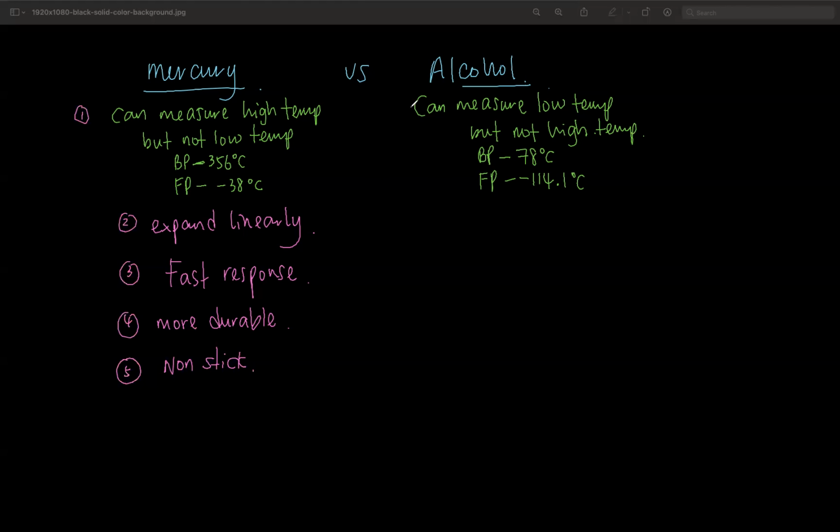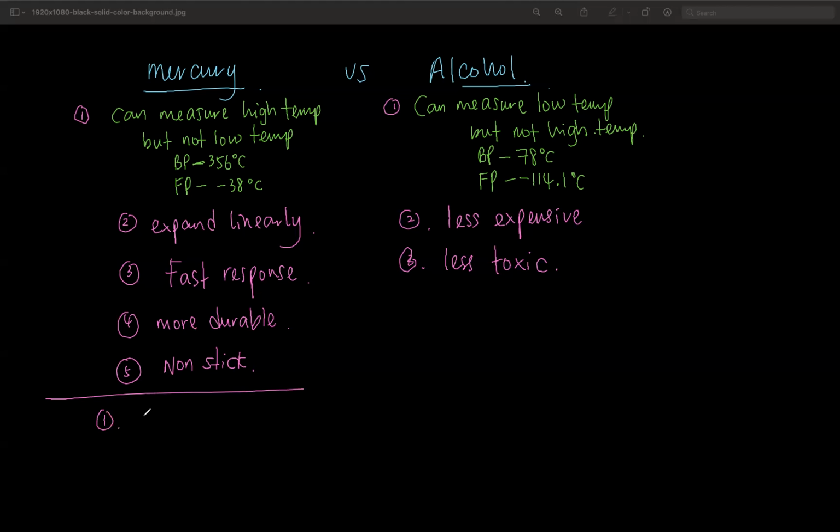Okay, alcohol can measure low temperature, and then also second advantage of alcohol is that they are less expensive. Less expensive. And number 3, they are less toxic. Less toxic. Okay, because mercury is toxic. Okay, that goes to the disadvantage.